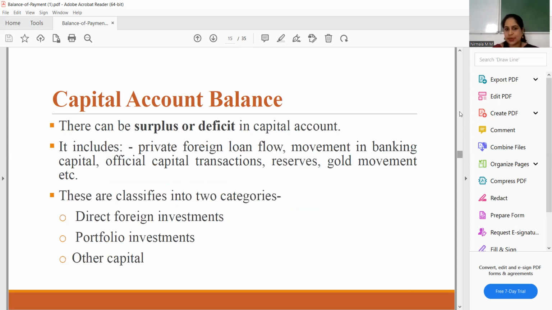When we talk about the capital account balances, it can be a surplus or deficit in the capital account, which includes private foreign loan flow, movement in the capital flow, that is movement in the banking, official capital transactions, reserves, gold movement, etc. The capital account is basically divided into two categories: direct foreign investment and portfolio investment.